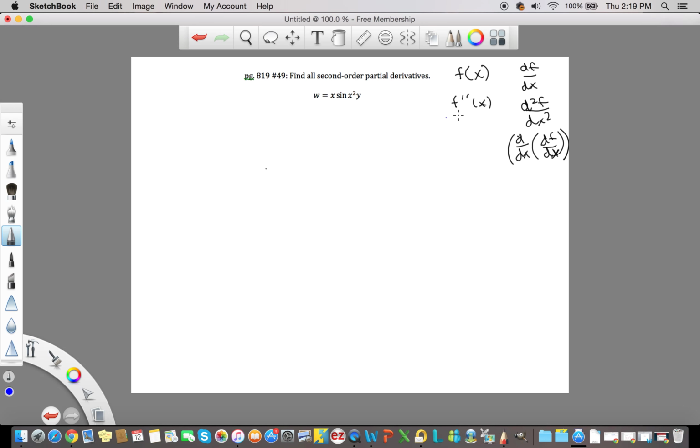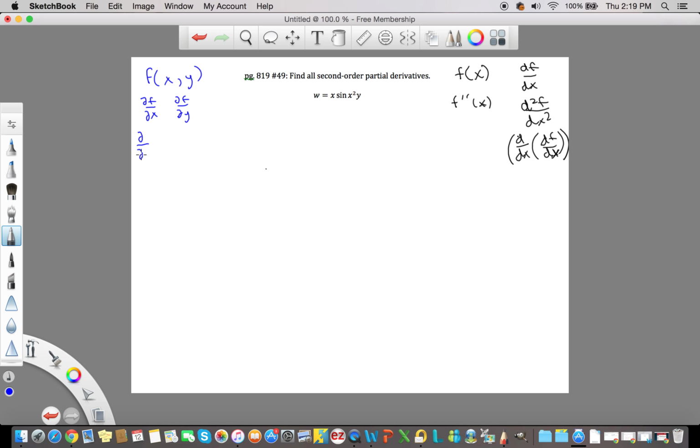So second order partial derivatives. If we have, let's say, a function of x and y, we have two first order derivatives, df dx and df dy. Now we can apply the differential operator to each one, except when you have a multivariable function of two variables, you're going to have two different differential operators: d dx, but also d dy, because they're both variables.